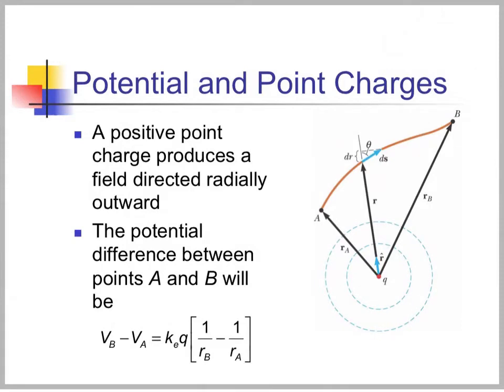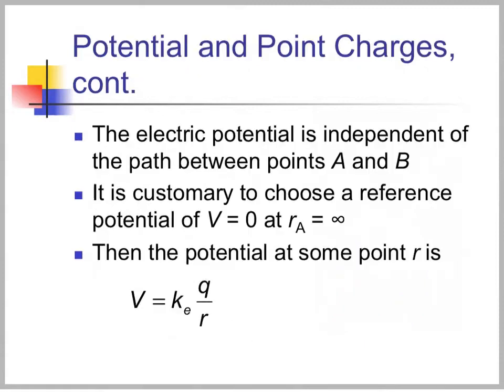Now, a positive point charge produces a field directed radially outward. And the potential difference between 2 points A and B, remember it's path independent, so it's only going to depend on our endpoints, which we know are only going to depend on how far away I am. So, VB minus VA is KQ times 1 over RB minus 1 over RA. So the electric potential is independent of the path between A and B.